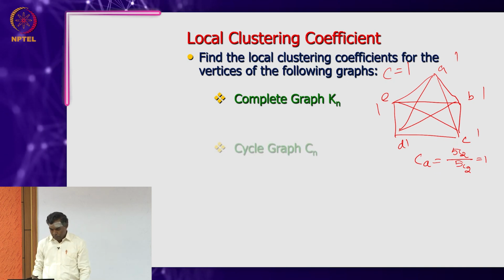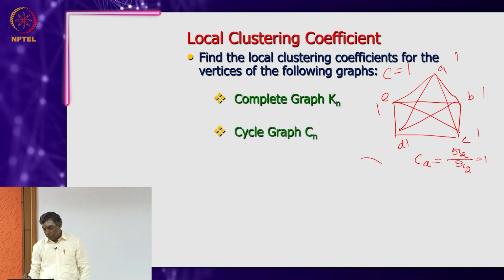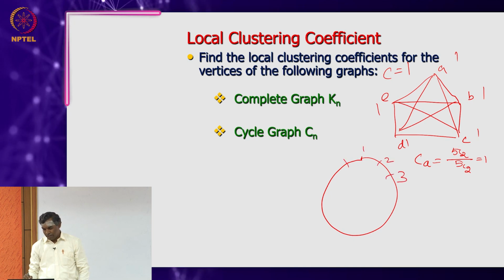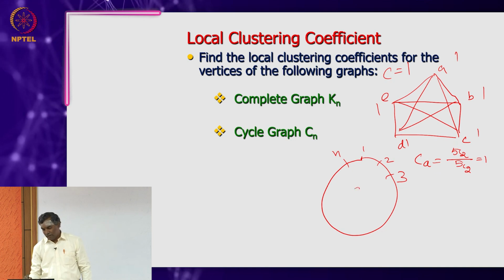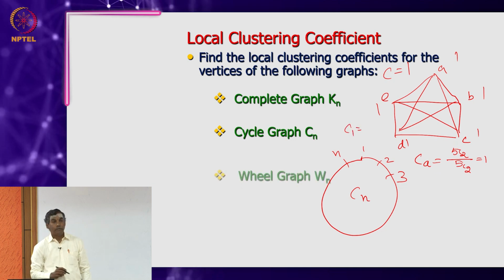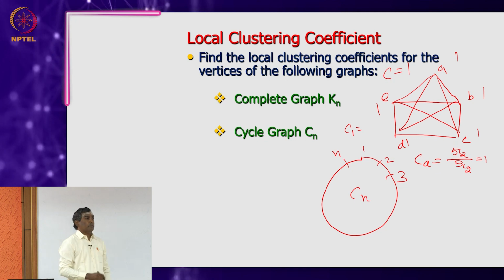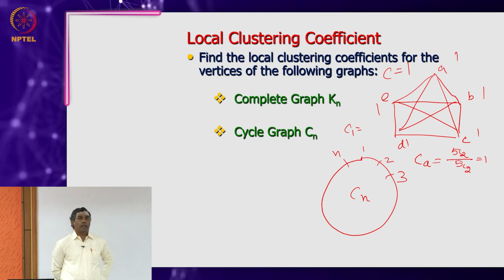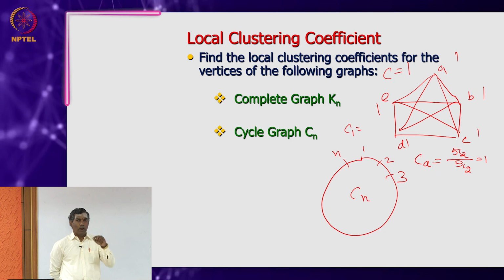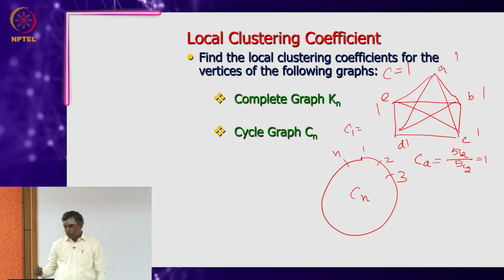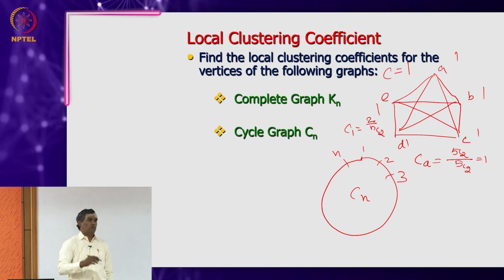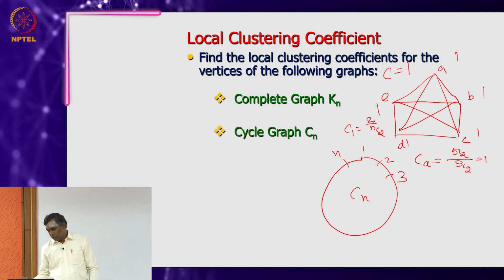Let us look at one more example. This is a famous graph. I am not teaching a graph theory course, but I give an example. This is Cn. What is the clustering coefficient of vertex 1, C1? How many neighbors does vertex 1 have? There are 2 neighbors. Am I correct? How many edges are there between these 3? The edges 1, 2 and n, 2. So it is 2 divided by n choose 2. It is the same for every vertex, n choose 2 each time. So all are the same.